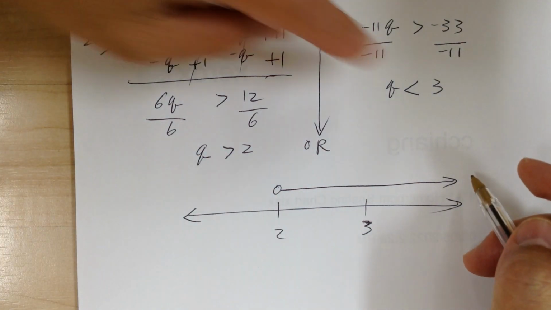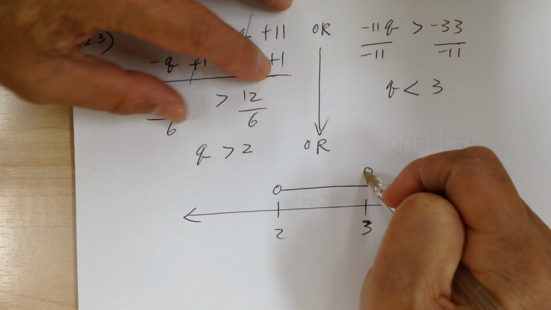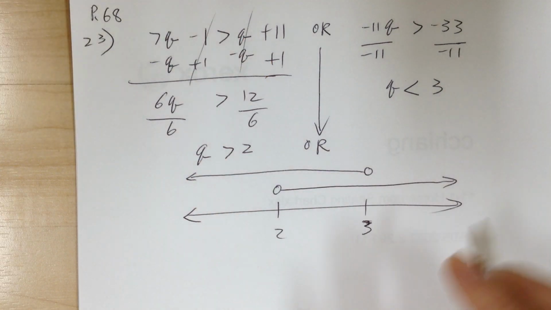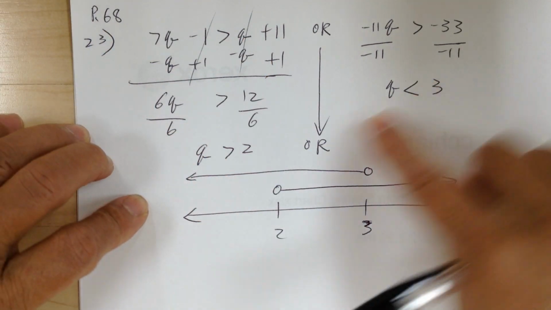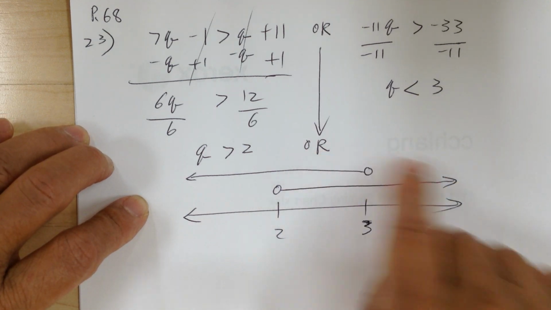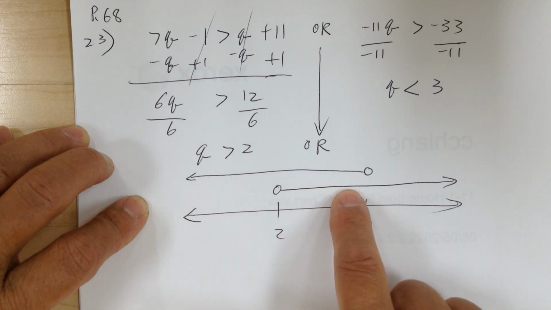Now for this one here, q is going to be less than 3. So that's 3 over here, and less than is going to go this way. So this one is this one here. Now you have to use the OR. The OR means it can be in here or in here. So in here or in here would be good.